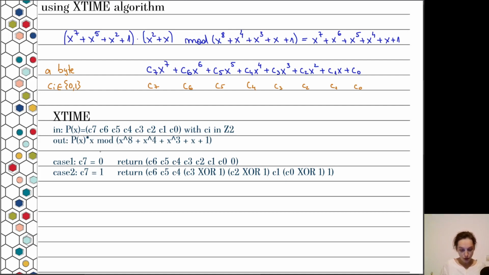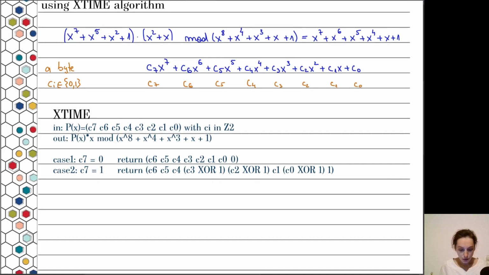So that's what this algorithm does, and reduces the result modulo this irreducible polynomial. So we will have two cases. The case when the coefficient of x powered by 7 is 0, this will be the case 1, and the case 2 when this coefficient will be 1.